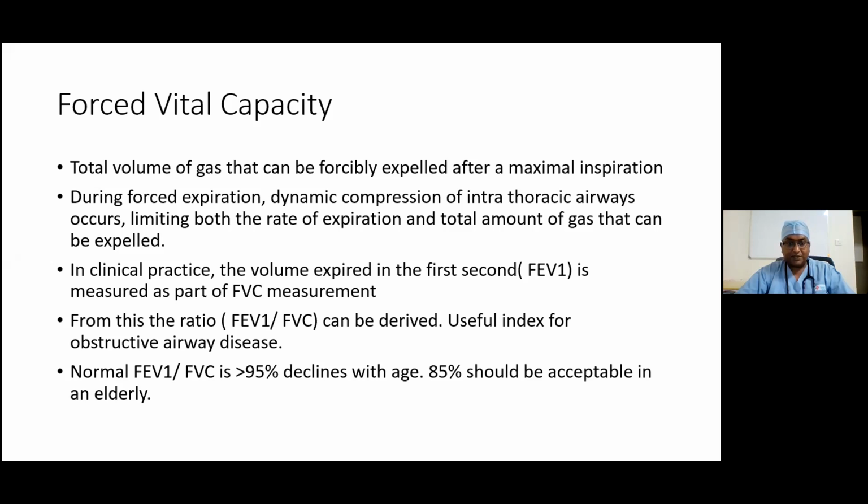of FVC measurement. From this ratio, FEV1 by FVC can be derived, which is a useful index for obstructive airway disease. Now, normal FEV1 by FVC is usually more than 95%. It declines with age. So 85% of FEV1 by FVC ratio should be acceptable in an elderly patient.